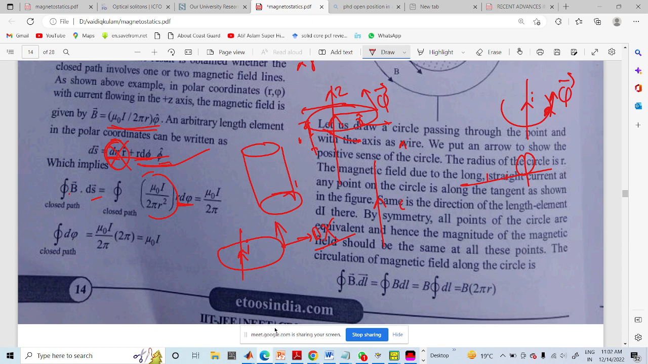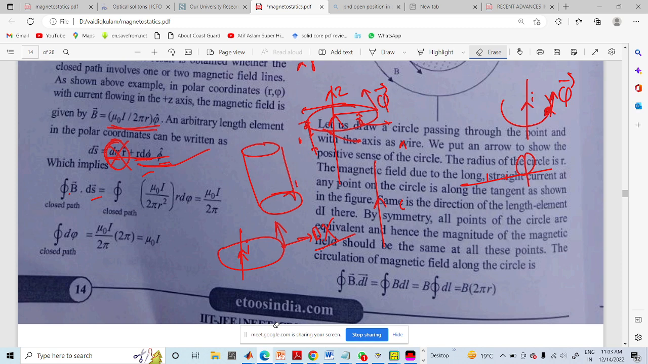So r d phi is there, and B we know. From here we can calculate d phi. What will be the value of d phi? Look here, mu naught I is there, 2 pi is there, r square is not there, and 1 r is there. So r will cancel out, so it will be 2 pi r. So now we have a 2 pi. When we calculate d phi, it will give mu naught I. From here you can see.